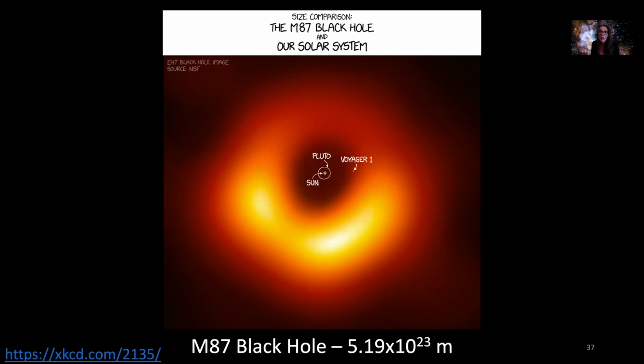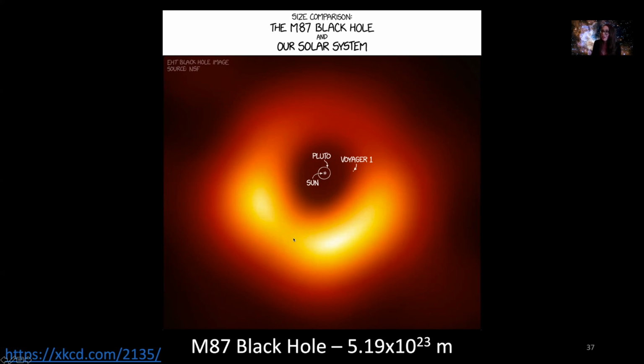You might have heard about the first picture we have ever gotten of a black hole. Now, that black hole, not inside our galaxy, not inside even the nearest galaxy to us, is located even further out than that, 5 times 10 to the 23 meters away from us. Here is a comparison of our solar system to the size of that black hole. So actually, the black hole is in the middle here. Our solar system could fit inside it. That's how big that black hole is.